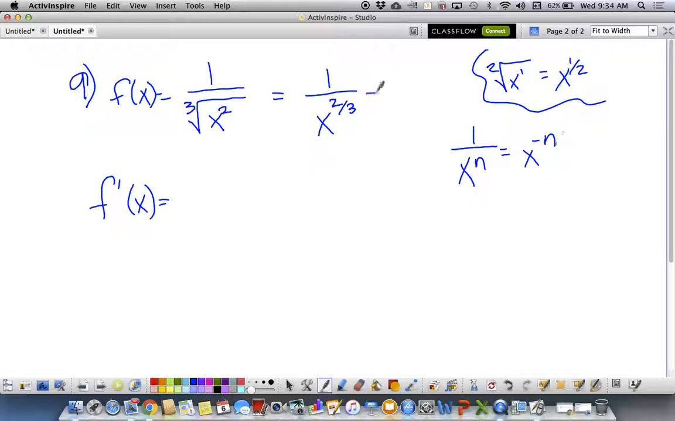So did you rewrite this as x to the negative 2/3? Yes. No, that is just rewriting the exact problem. That is f of x, x to the negative 2/3. What else do you have to remember? Bring it down. The derivative of x raised to the n is n times x to the n minus 1.